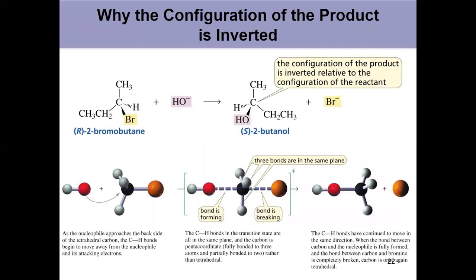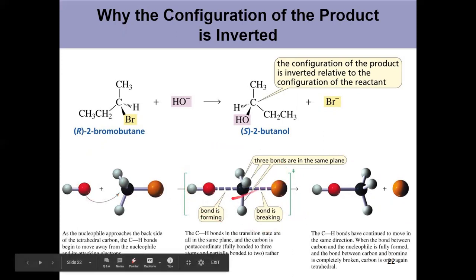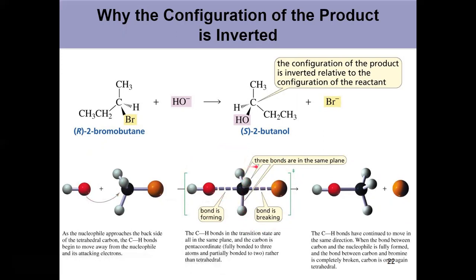And we know that we have inversion of configuration from video 1. Well, why is that? It's all about backside attack. The nucleophile comes in and hits that carbon. Looking at our transition state in the middle, with the bond forming and the bond breaking, everything that was previously attached to the carbon other than the leaving group is now in the same plane. And then we restore sp3 hybridization in our tetrahedral geometry.